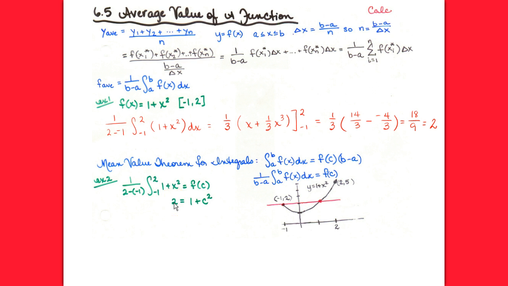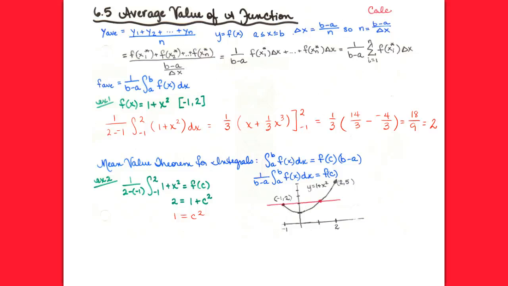Okay, so here's the average value of the function that we just found in example number 1. It was 2. And I want to set that equal to f of c. And, of course, f of c just means your function with c plugged in the place of x. So our function was 1 plus x squared, so I've put c in the place of x, so 1 plus c squared. All right, so how are we going to solve this guy?